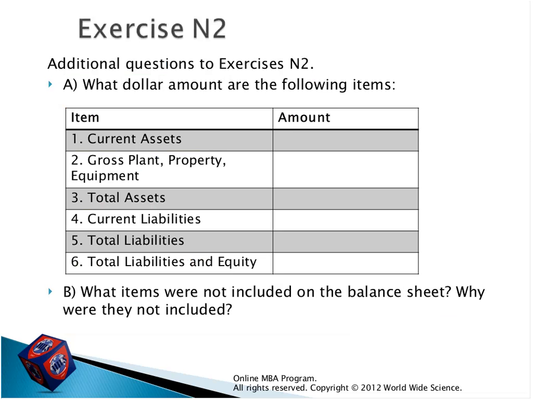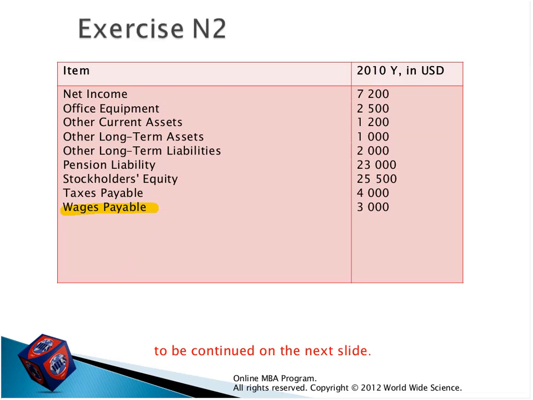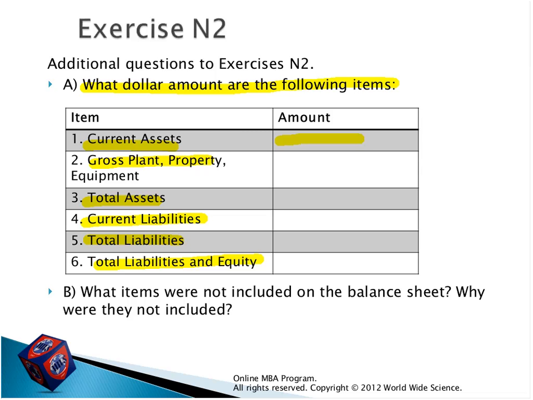For part A, you have to answer what the dollar amounts are for the following items: the current assets, the gross plant property, which is the fixed assets, total assets, current liabilities, total liabilities, and total liabilities and equity. You have to put the accumulated amount of the current assets, not the individual values given in the balance sheet boxes. You have to accumulate all the current assets from the previous box and put them in this table. The same applies to the fixed assets, liabilities, and equity.